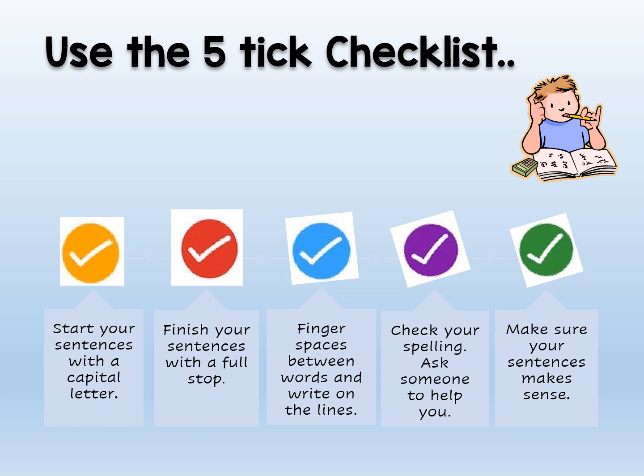Now that you've finished your sentences, time to use my 5-tick checklist to edit your work. Did you start your sentences with a capital letter? Did you finish your sentence with a full stop? Did you leave finger spaces and write your words out neatly on the guidelines? Check your spelling. If there are any words you're not sure of, put a circle around it and maybe someone at home can help you with the word. And finally, read your sentences over. Do they make sense? All right, well, that's our lesson for today.